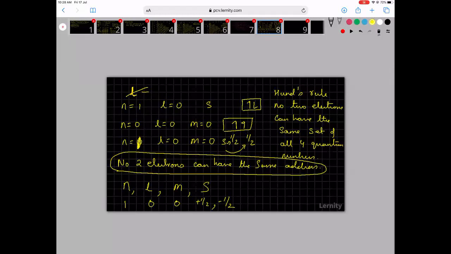Am I clear? According to Hund's rule, also known as Hund's rule of maximum multiplicity, that means how many electrons can come into a particular orbital. Into a particular orbital, a maximum of 2 electrons can come. Now the p shell consists of 3 orbitals, while the s shell consists of only 1.